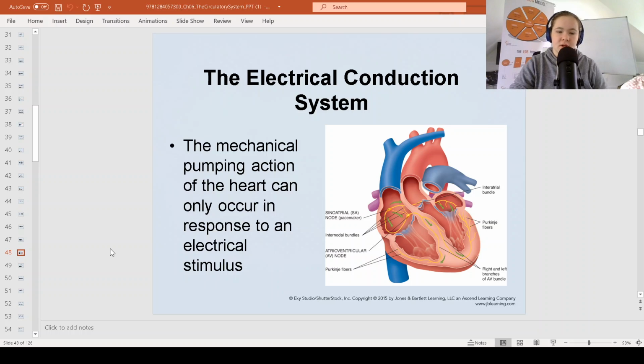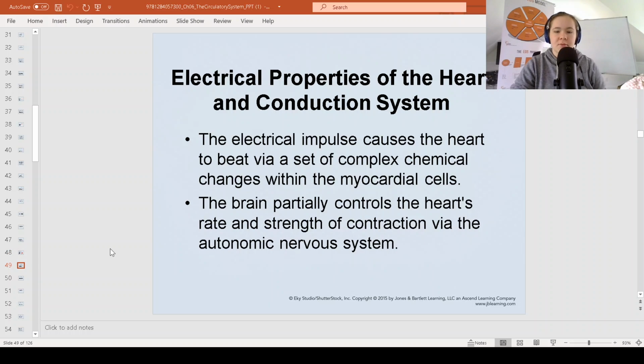So the electrical conduction system: the mechanical pumping action of the heart can only occur in response to an electrical stimulus. The properties of the conduction system. The electrical impulse causes the heart to beat via a set of complex chemical changes within the myocardial cells. The brain partially controls the heart rate and strength of contraction via the autonomic nervous system.